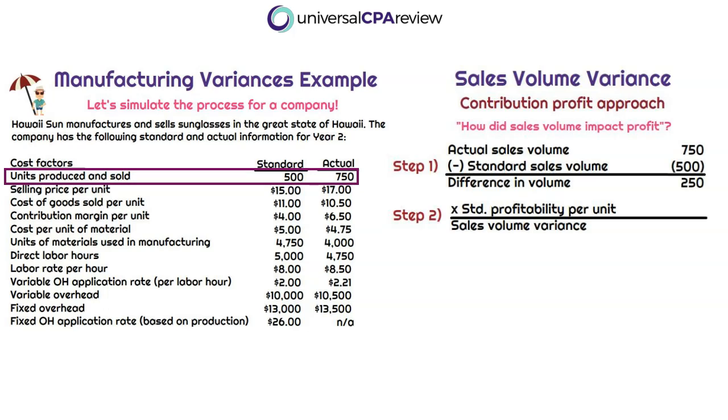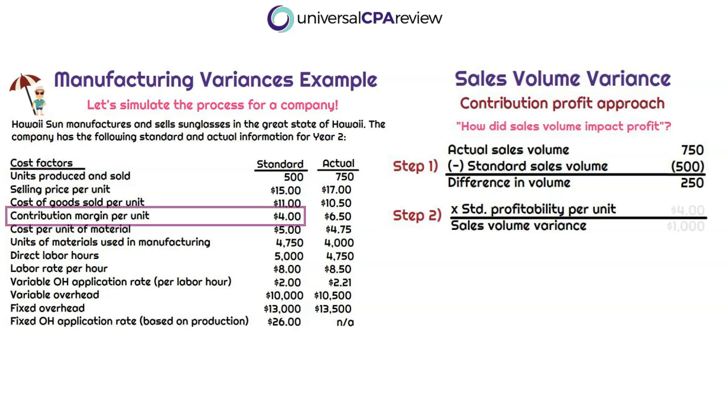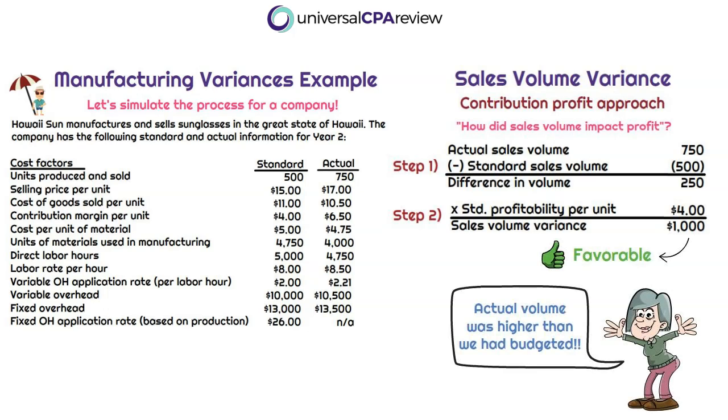So actual sales volume was 750 units. The standard sales volume was 500 units. That means in step 1, the difference in volume was 250 units higher. Now, standard profitability based on the contribution profit, that's based on the selling price minus cost of goods sold per unit. And we can see that the standard was $4 of contribution margin, or the standard profitability per unit. And so when we multiply that out, the sales volume variance for this method is $1,000. Now, since volume was higher, it's going to be a favorable variance.